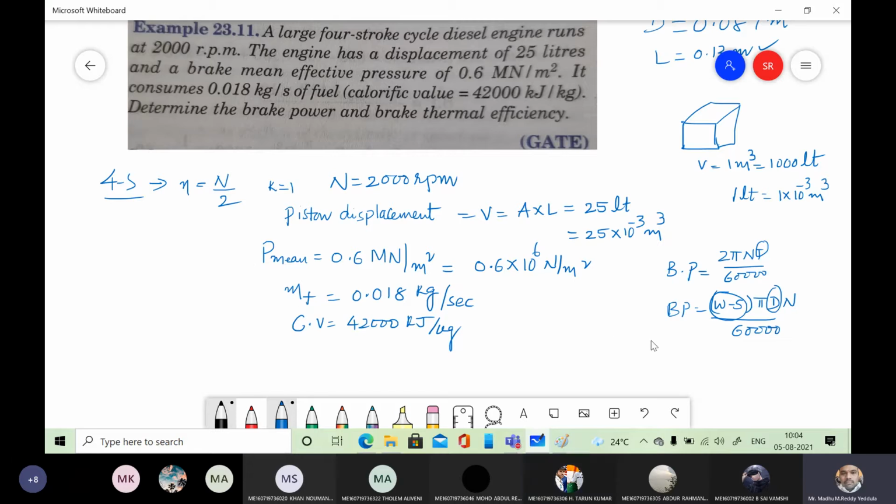What is the relation between brake power, indicated power, and frictional power? So IP, BP and FP. IP is equal to BP plus FP.